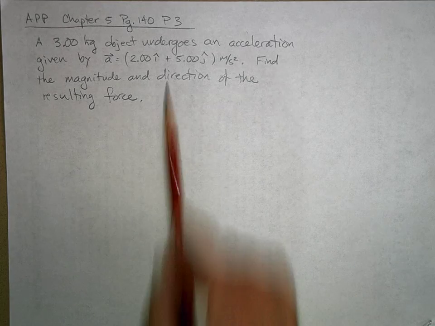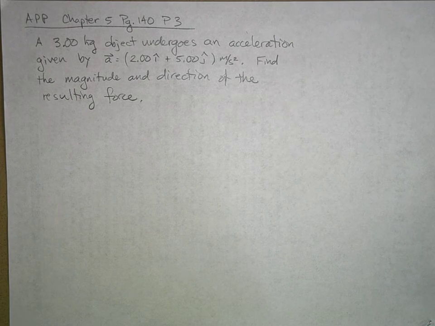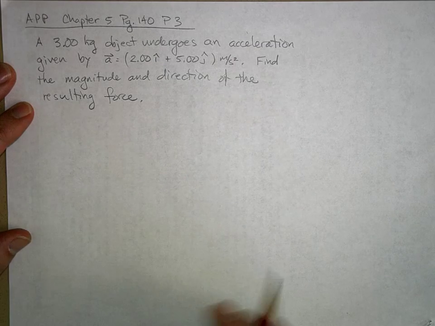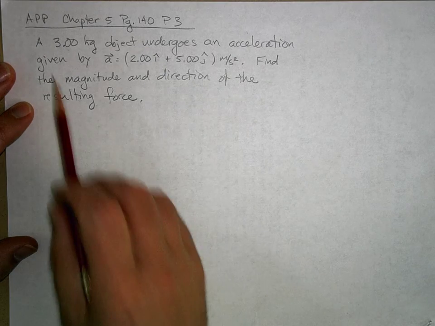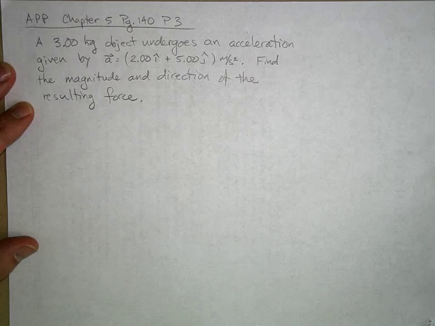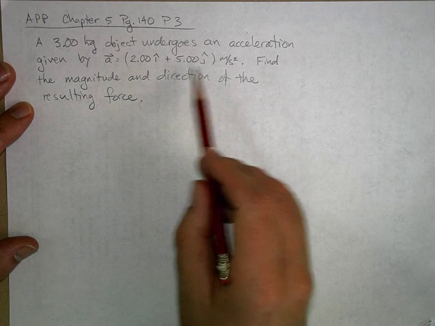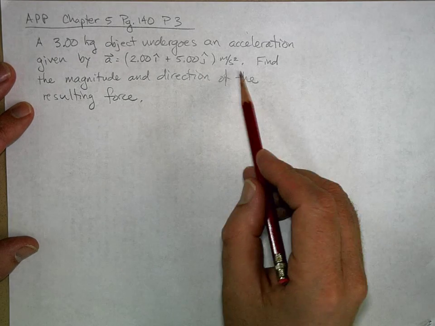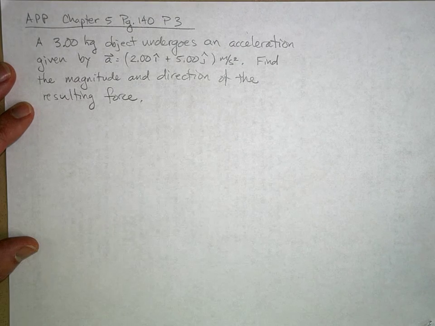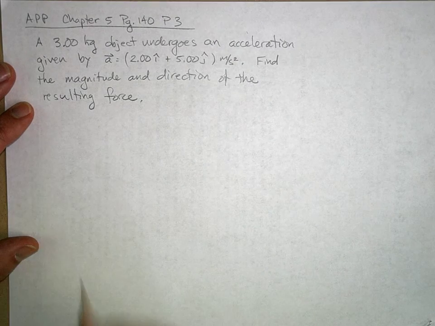Okay, let's do problem 3 on page 140 in chapter 5. I modified the problem a little bit here, but it says a 3 kilogram object undergoes an acceleration given by A equals 2 in the I hat plus 5 in the J hat meters per second squared. Find the magnitude and direction of the resultant force.